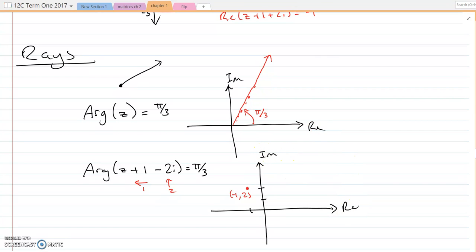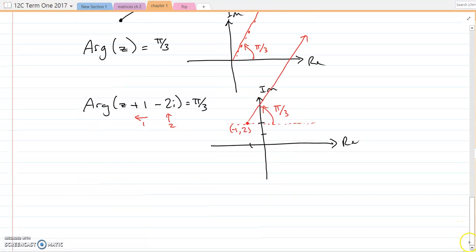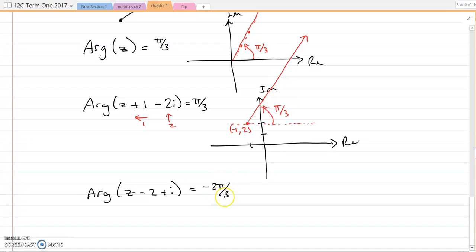Alright, and then make it just a horizontal because we've got to measure our angle with the horizontal, and we draw our ray going up at that pi over 3 angle. Okay, so for any angle, you could draw this. So have a go with arg of z minus 2 plus i equals negative 2 pi over 3.